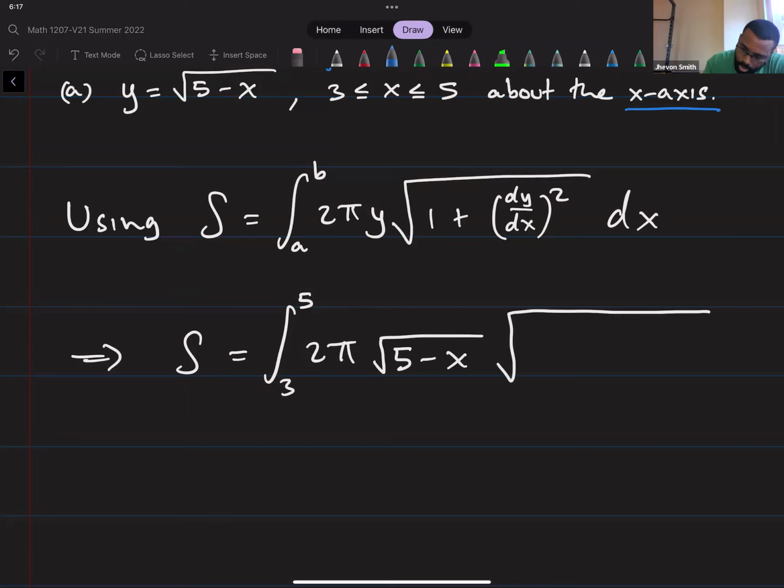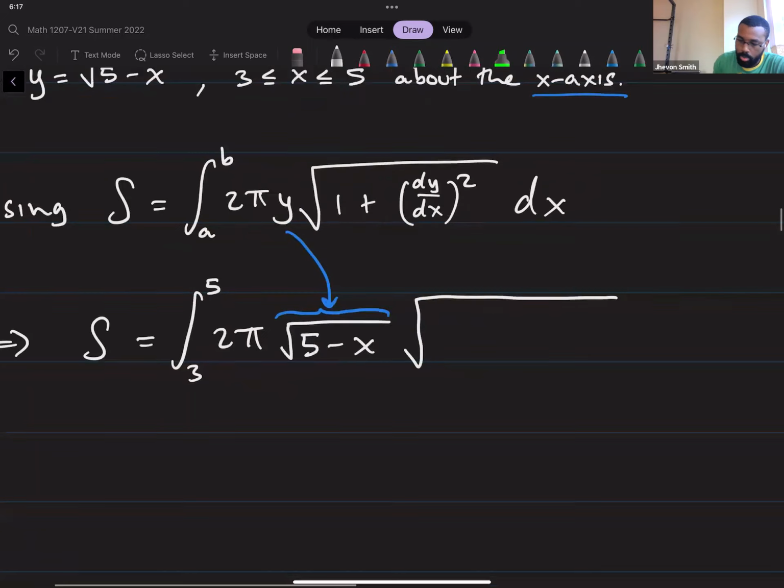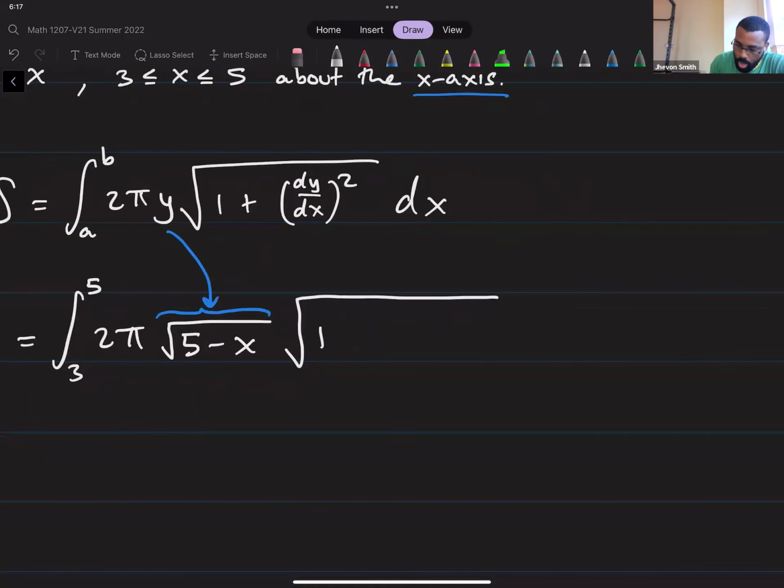Right, so this is the y here. I need to keep everything in terms of x because I'm using the dx formula. And now I'm going to take 1 plus the derivative of that guy, and I'm going to square it. So this is going to be minus 1 over 2 times the radical. That's me using the chain rule. And dx. So that's that.